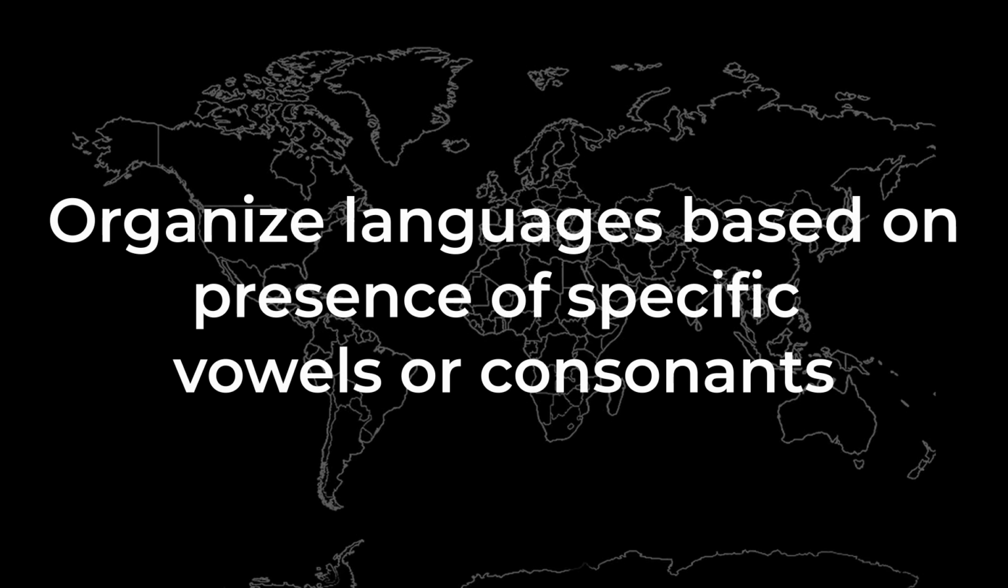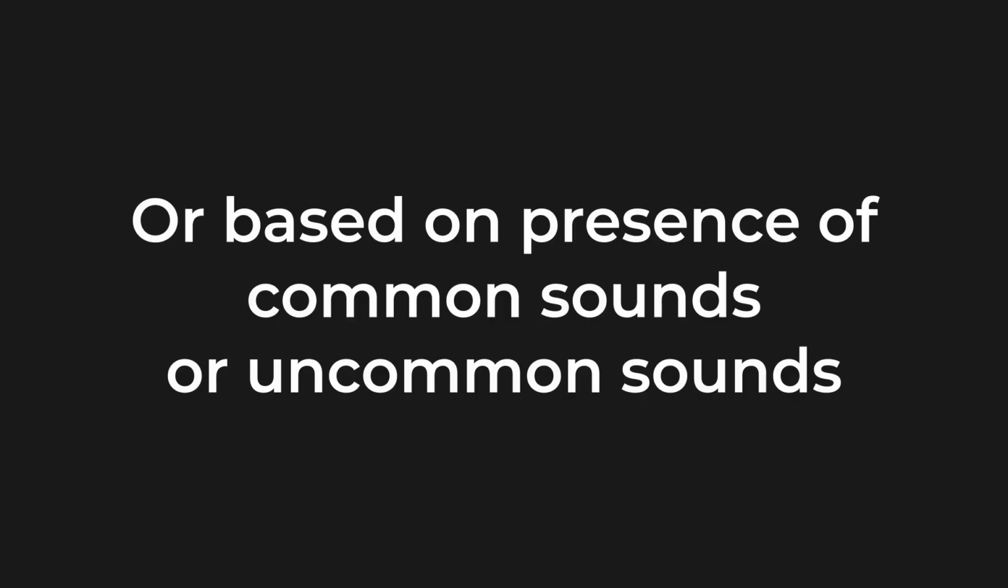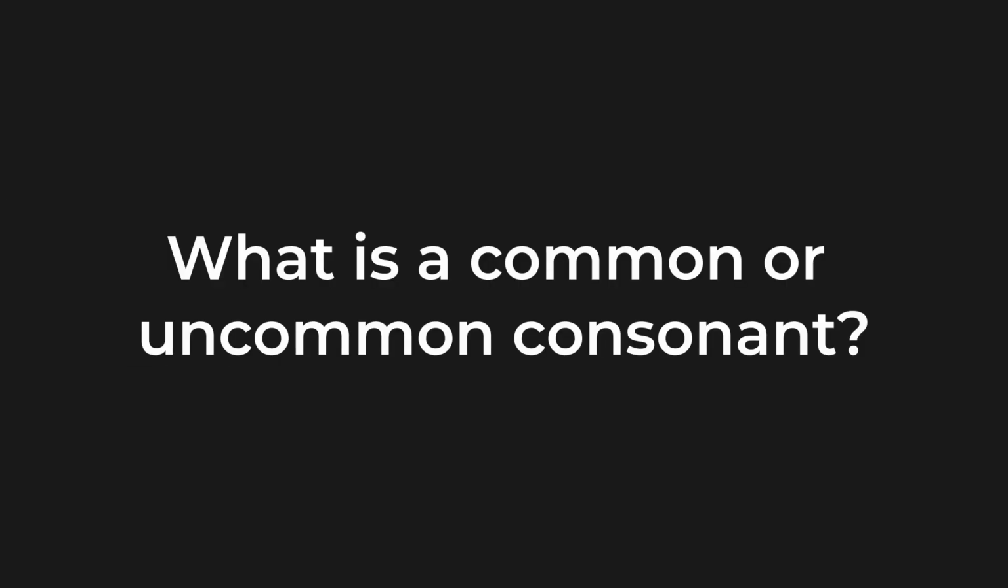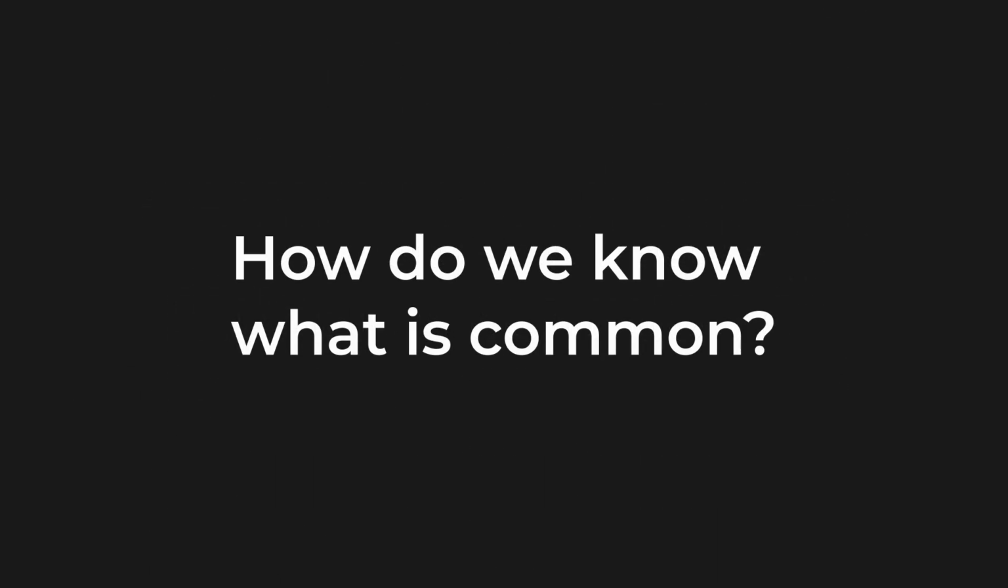All the common ways to organize our languages rely on the consonants and vowels of a language. We could organize all languages based on the presence of specific consonants or specific vowels. That means we can organize all languages based on the absence of common consonants or the presence of uncommon consonants. This is where things can get interesting, because the notion of common or uncommon consonant may seem vague. How do we know what is common and uncommon?